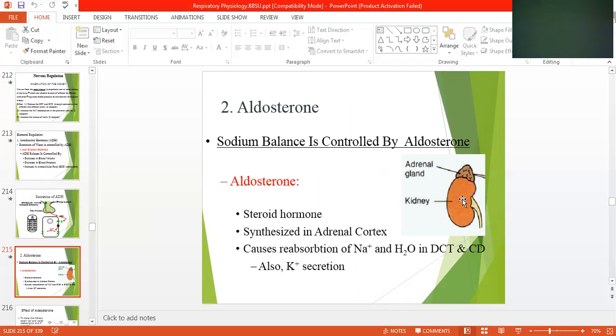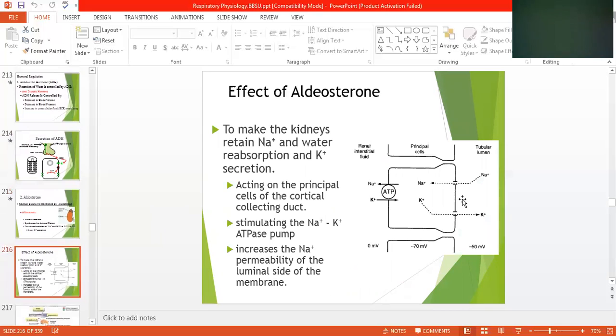Causes reabsorption of sodium and water, and in the distal convoluted tubule and collecting duct also potassium secretion. Effect of aldosterone is to make the kidney retain sodium and water reabsorption and potassium secretion, acting on the principal cell of the cortical collecting duct, stimulating the sodium-potassium ATPase pump and increasing sodium permeability of the lumen side of the membrane.